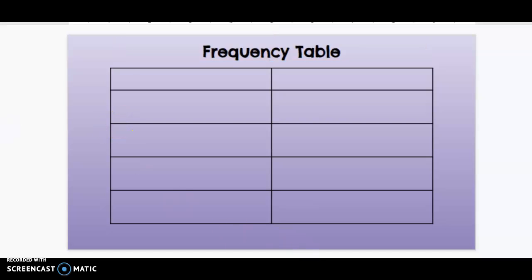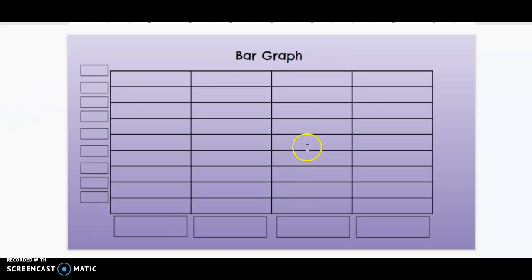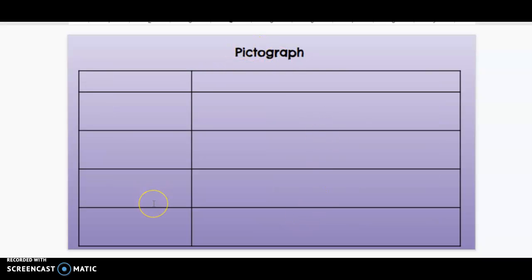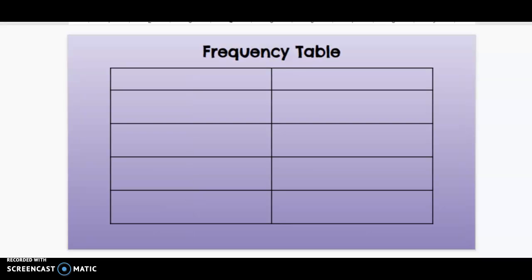All right, third grade, today you guys are going to be creating your own data, and it can just be something that you make up, and then you're going to be filling in a frequency table. You're going to be creating a bar graph based off of that data, and then you're going to be creating a pictograph based off of that data.